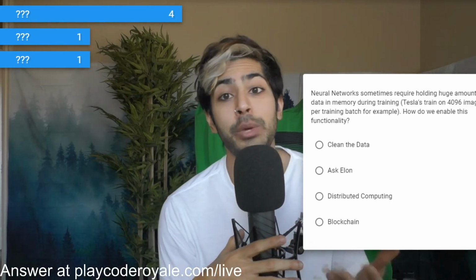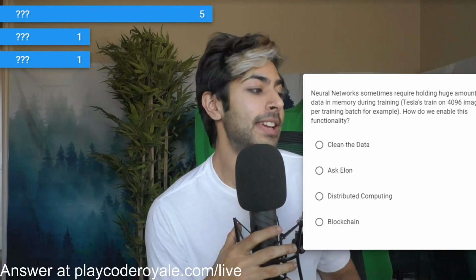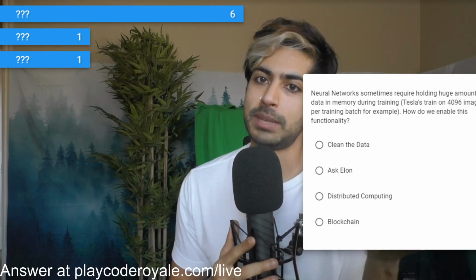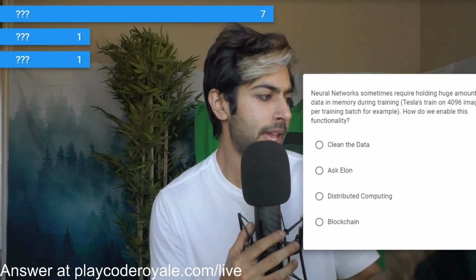Is it A, we clean the data? Is it B, we ask Elon? Is it C, distributed computing? Or is it D, blockchain, because there's always blockchain behind everything? And that's the question for you. Let me answer some of your questions.